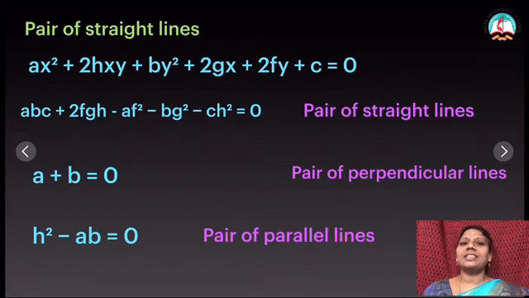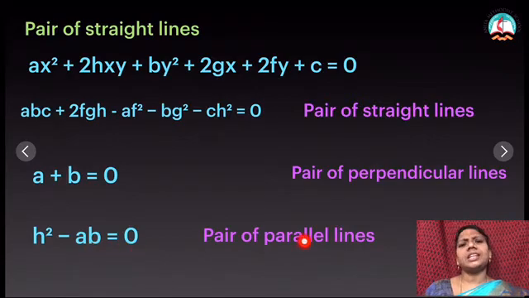So there are three things we learnt. If it satisfies the condition abc plus 2fgh, then it has two straight line equations. If the lines are perpendicular, then a plus b equal to 0. If the two lines are parallel, then h square minus ab is equal to 0. These are the conditions.